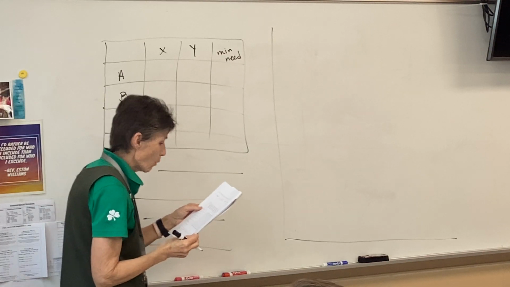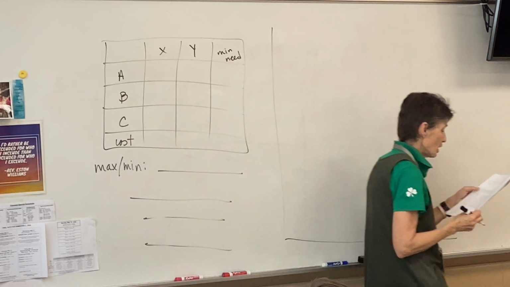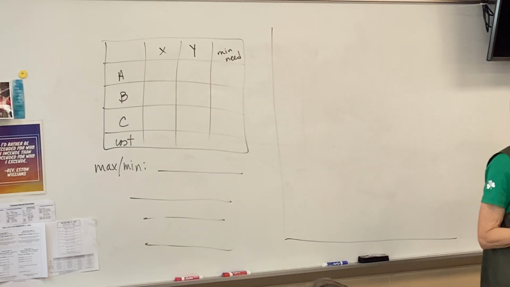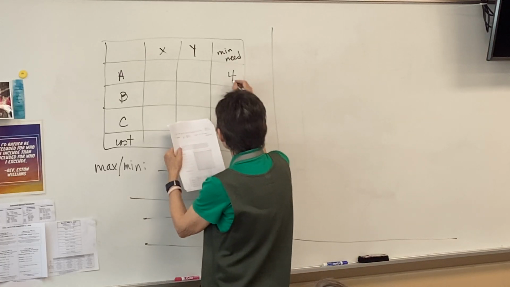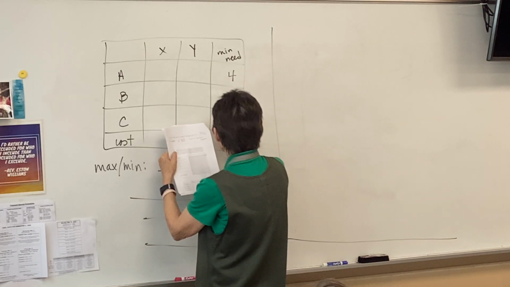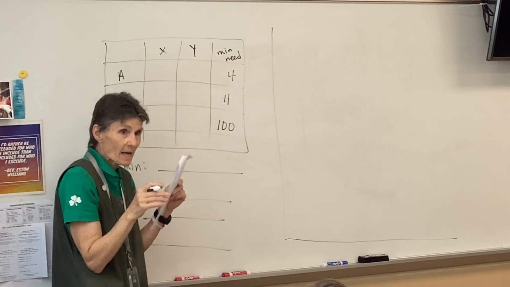Where do the 4 and 11 and 100 go? Minimum daily need. That's the minimum daily need, so the minimum daily needs for him. Is that okay to everybody? That's what he needs.